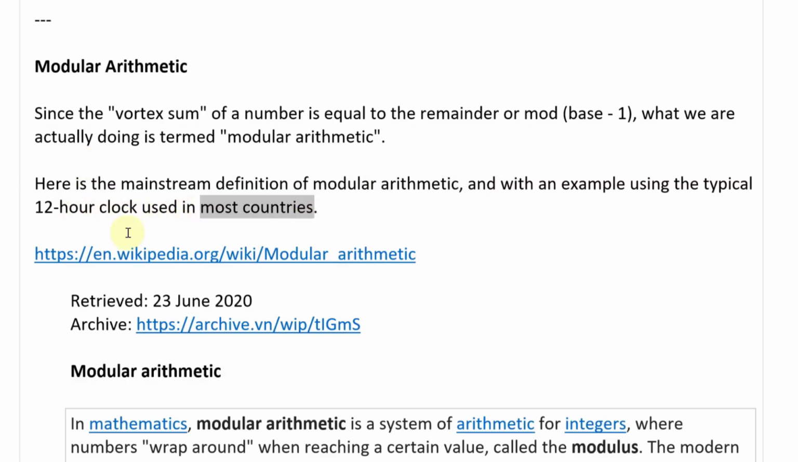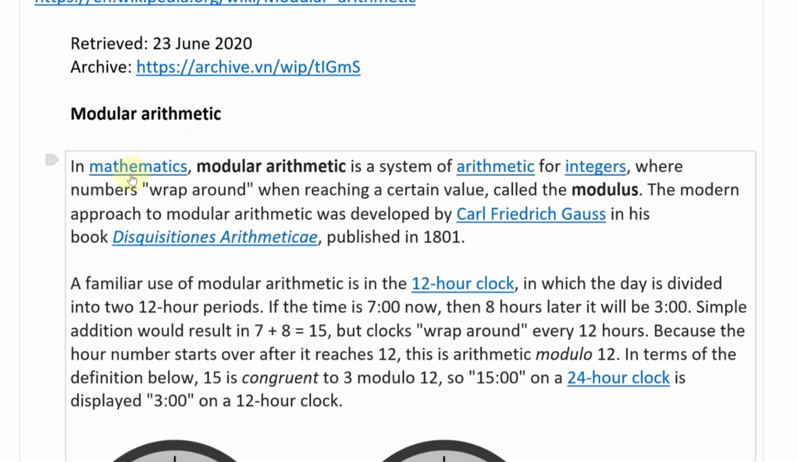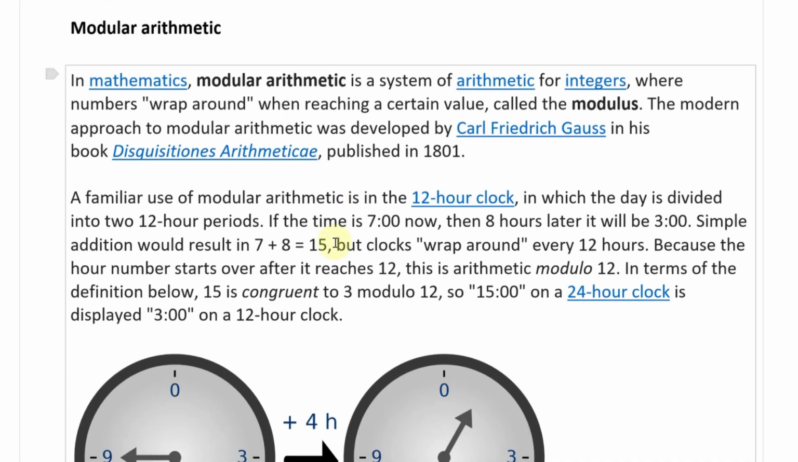So here's modular arithmetic on Wiki. In mathematics, modular arithmetic is a system of arithmetic for integers where numbers wrap around when reaching a certain value called the modulus. The modern approach to modular arithmetic was developed by Carl Friedrich Gauss in his book Disquisitiones Arithmeticae, published in 1801.